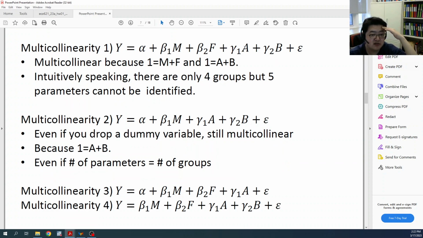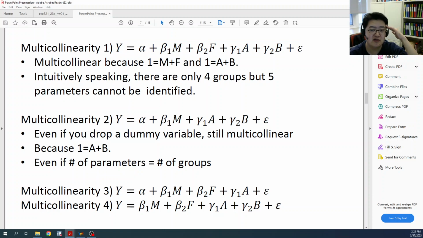Or more rigorously, there are 2 multicollinearity problems. First, M, F, and intercept. So you have this multicollinearity between M and F and the intercept. Another multicollinearity comes from this pair, A and B and the intercept. So clearly this regression is not working.